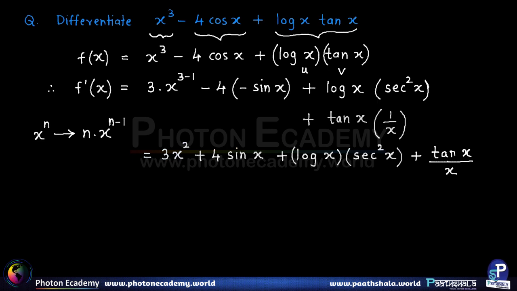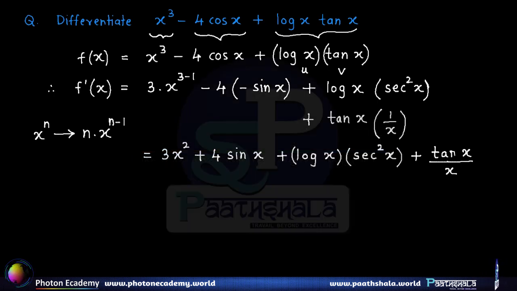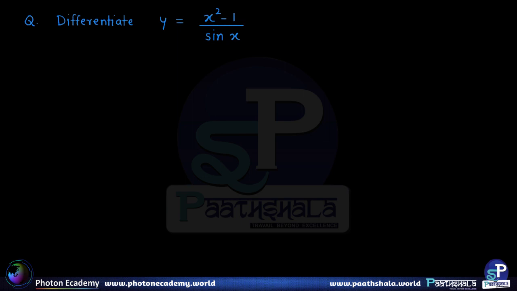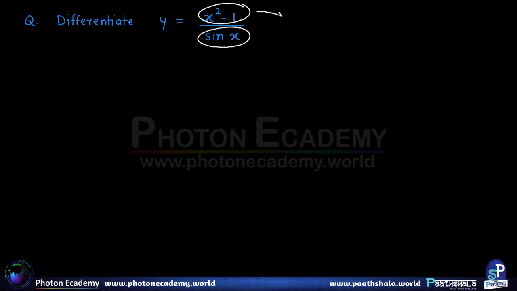Let's see one more question. Differentiate y given by x square minus 1 whole upon sin x. So here we see that it is of the form u by v, where we can call this numerator as u and the denominator as v. So we see that we have to use the division rule.